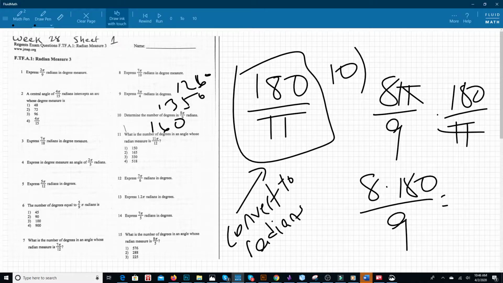What about 11? Because then we'll go on to converting backwards, converting from degrees to radians. Because sometimes they give you degree measurements, you want to convert that back.